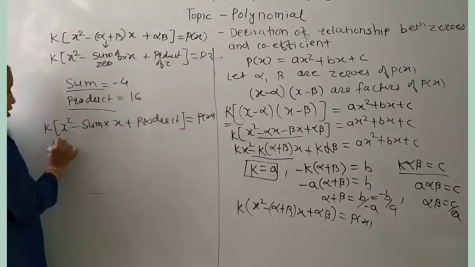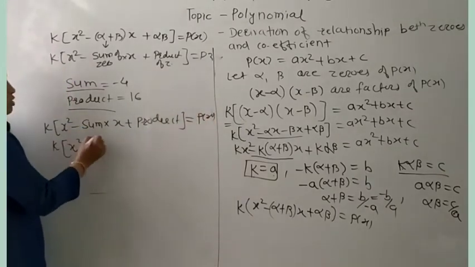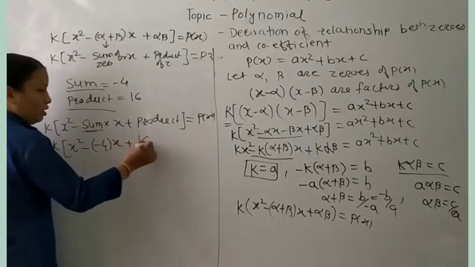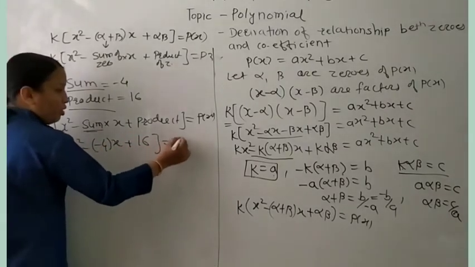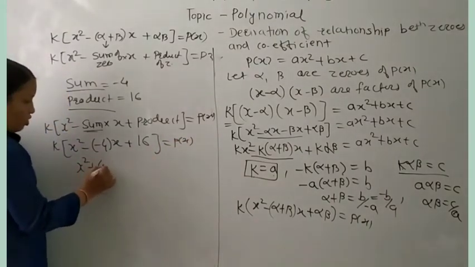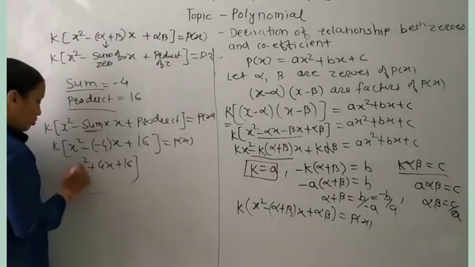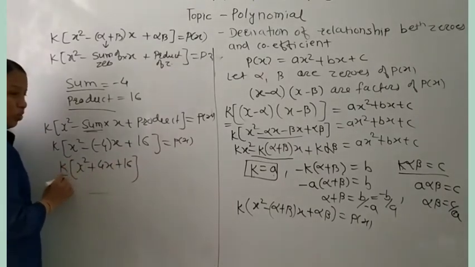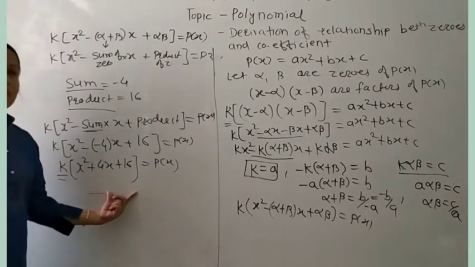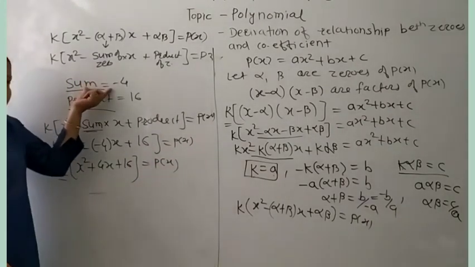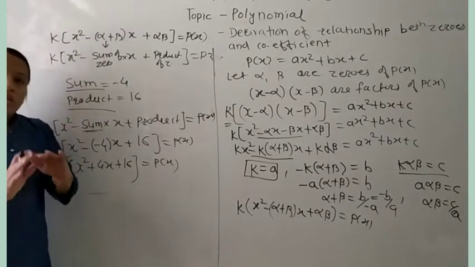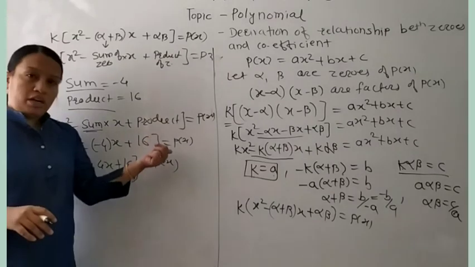Therefore k x square क्या है? x square minus what is sum given? Minus 4 into x plus product is given 16. So it is your p of x. Just simplify. This is x square minus of minus plus 4x plus 16 multiplied this k. This is only the constant factor. No need to worry about this. Okay. This is your quadratic polynomial whose sum is minus 4 and product is 16. And if only zeros are given, that I explained earlier that line.